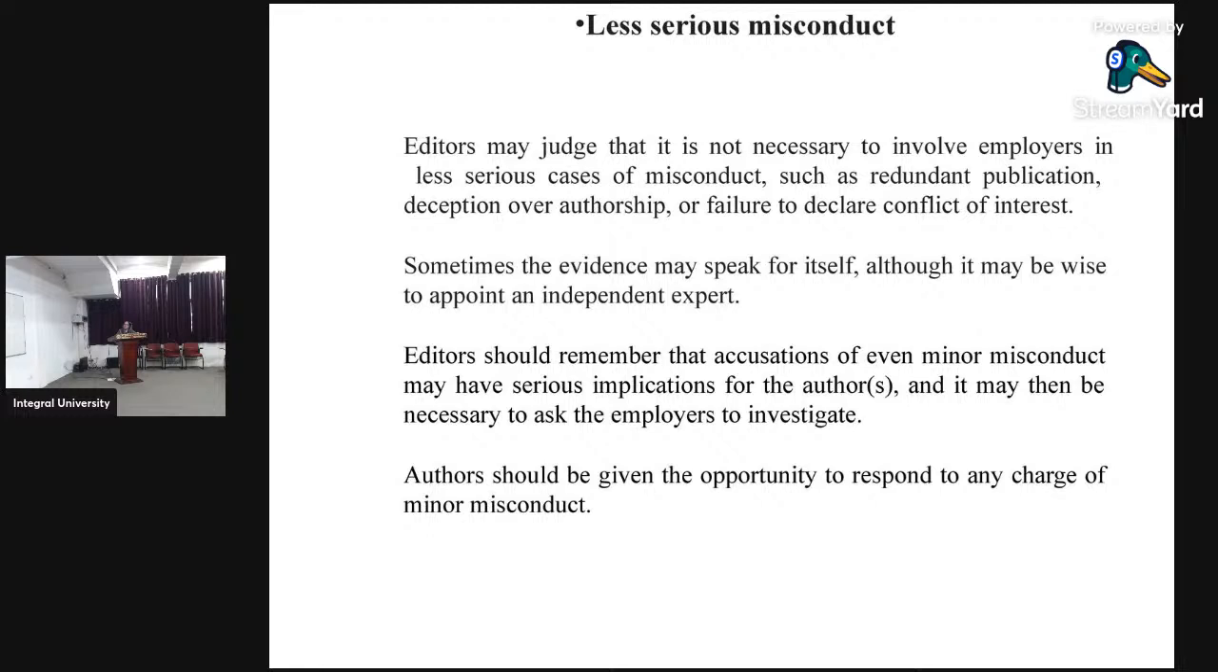If the misconduct is not so serious, can then you go back to the previous slide? Sure.